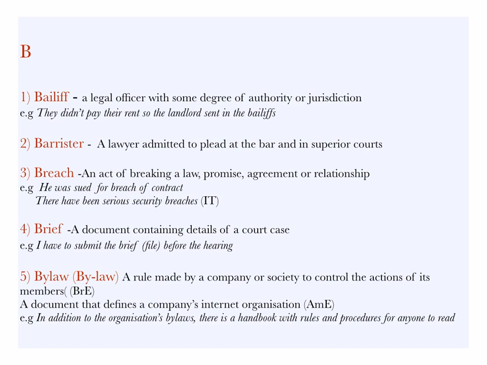Next one, brief. This is a document containing details of a court case. For example, I have to submit the brief before the hearing. Number 5, bylaw. Now, in British English, this refers to a rule made by a company or society to control the actions of its members. In American English, it refers more to a document that defines a company's internal organization. For example, in addition to the organization's bylaws, there is a handbook with rules and procedures for anyone to read.